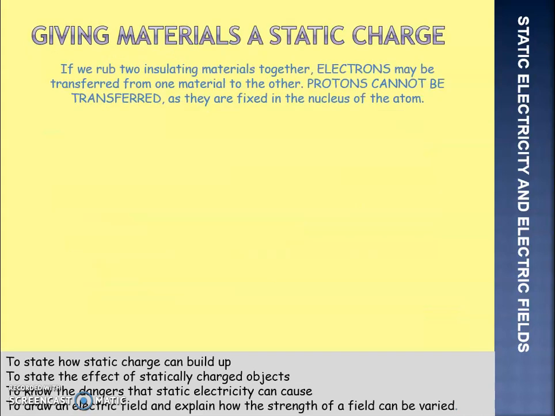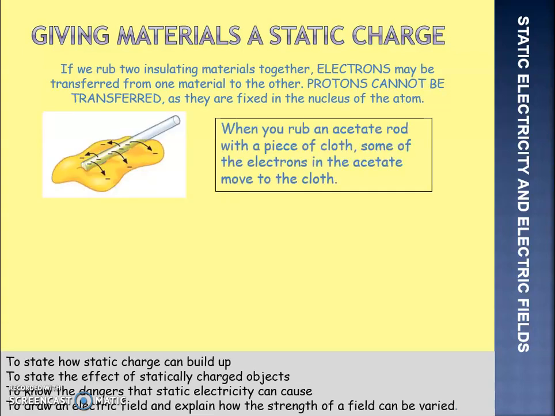So how do we give materials a static charge? Now, if we rub 2 insulating materials together, electrons might be transferred from one material to the other. We can knock these electrons off these outer shells and they can transfer from one to the other. Protons can't be transferred because they're fixed in the nucleus of the atom. So it's only electrons that can move from one material to the other.